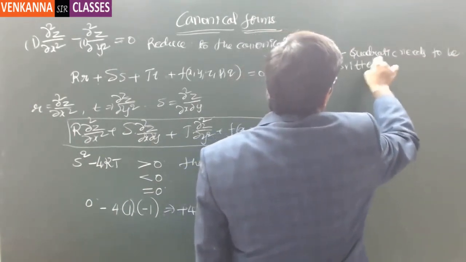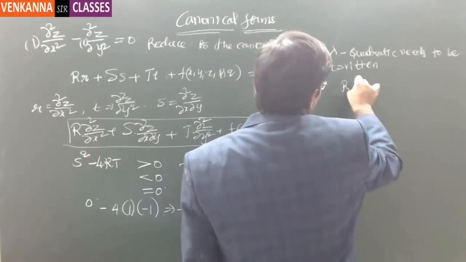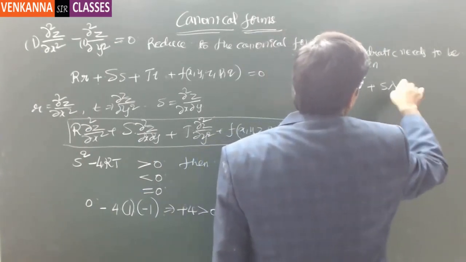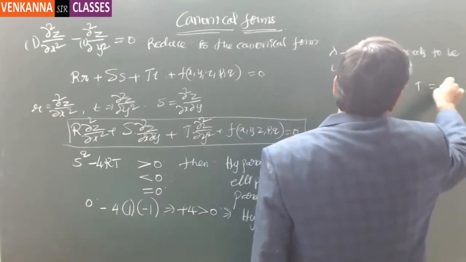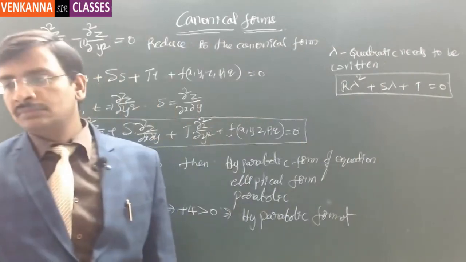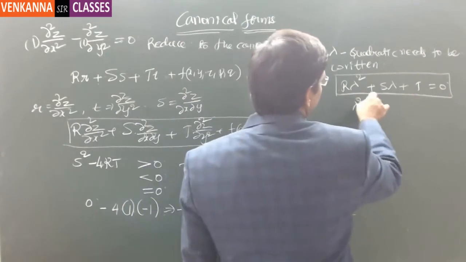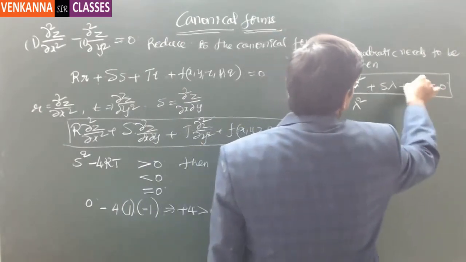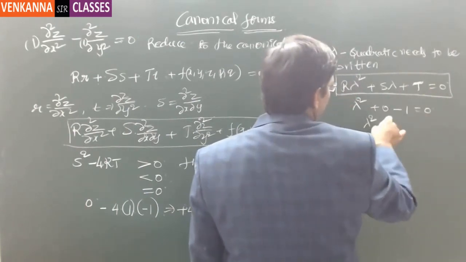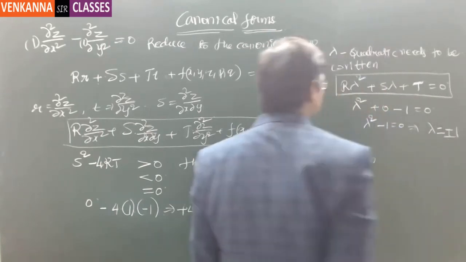So by lambda quadratic, we mean this equation: r times lambda square plus s times lambda plus t is equal to 0. This is what we call the lambda quadratic. Now in this equation, s is 0 and r is 1, so this is lambda square, and t is minus 1. So lambda square plus 0 minus 1 equals 0, or lambda square minus 1 is equal to 0. It implies lambda equals plus or minus 1.